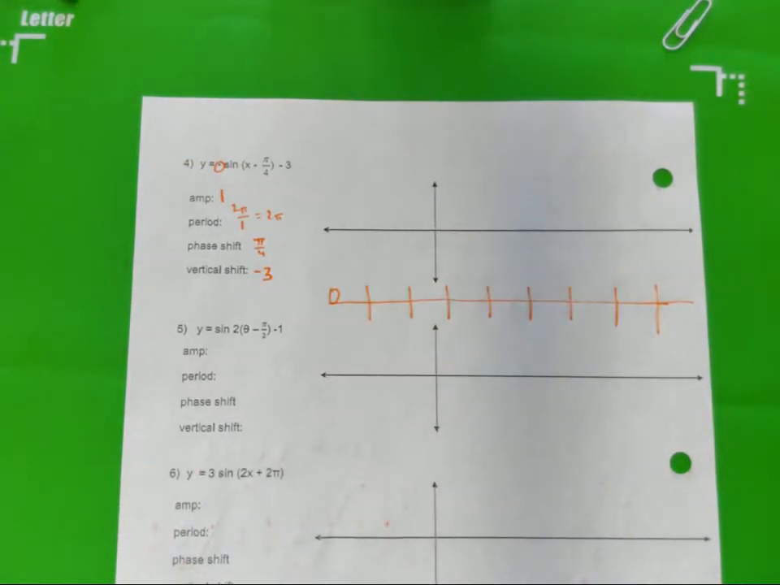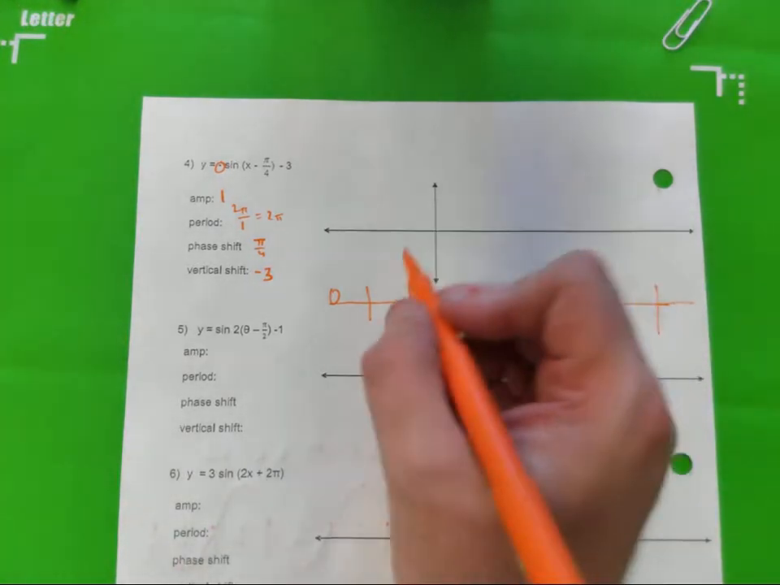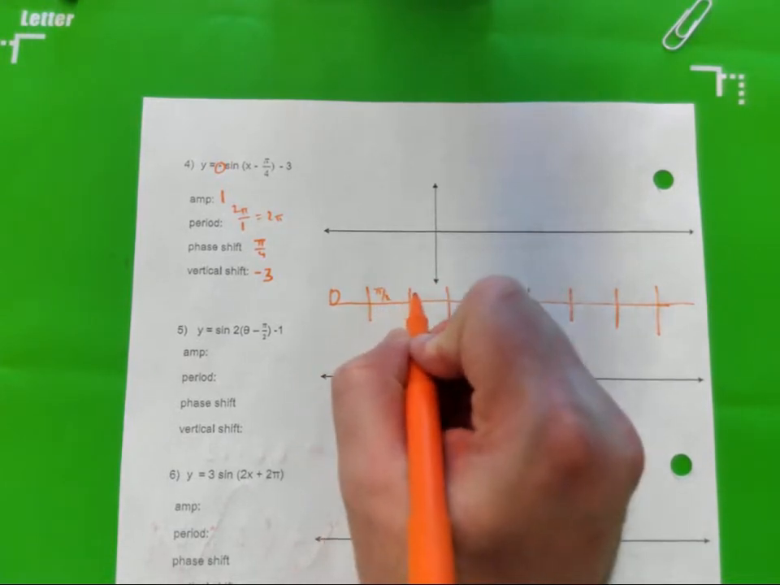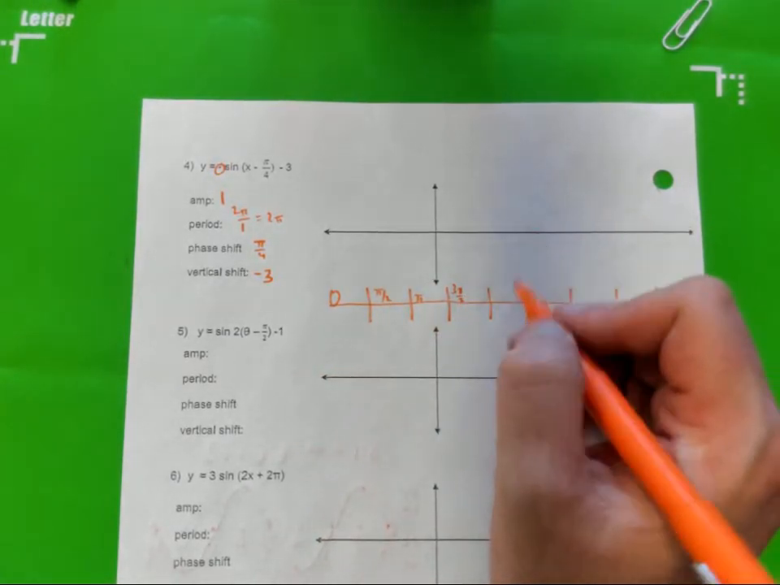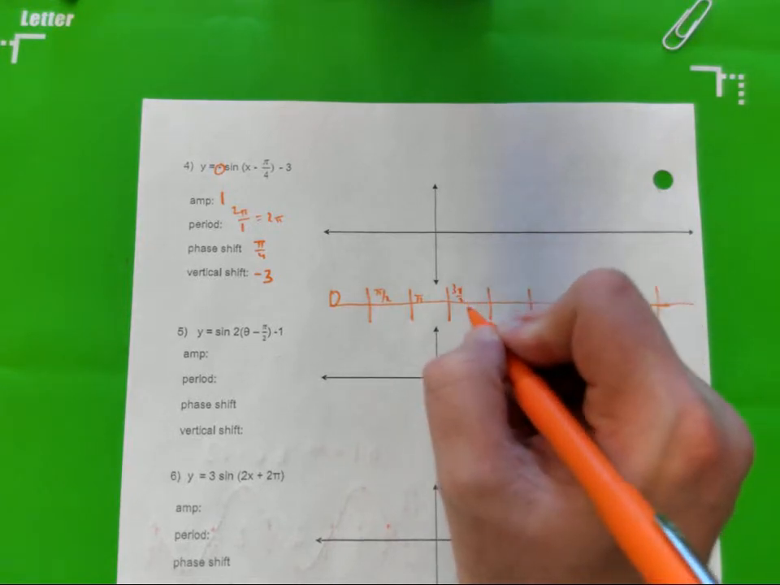We always start at 0. I take my 2 pi and divide by 4. It's pi over 2 again. Like I said, they're going to change. Today they just all happen to be 2 pi as a period.